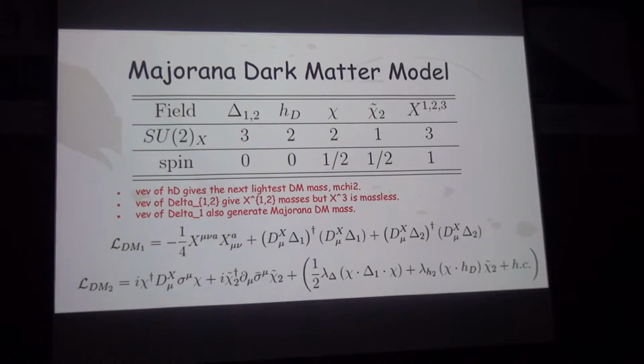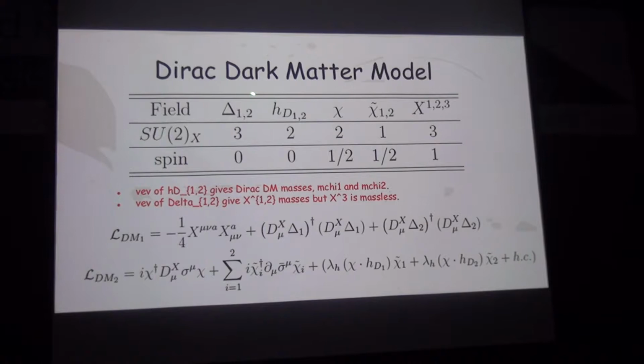And then for our Dirac dark matter model, same, unless this dark matter has a Dirac mass, Dirac mass. So we use this HD1 to generate the dark matter mass. And then I won't bother you too much with this Lagrangian. I'll leave it for a second.